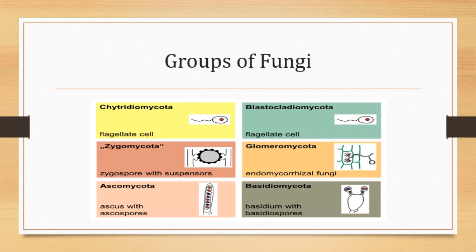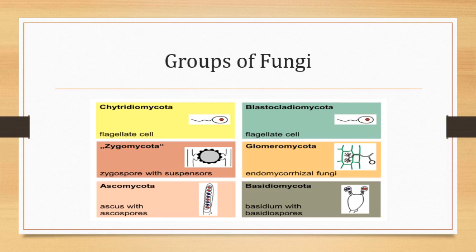And Blastocladiomycetes are saprotrophs in nature, feeding on decomposing organic matter. It undergoes sporic meiosis.